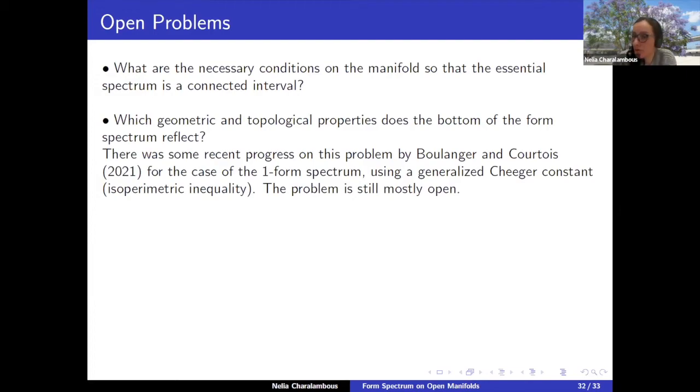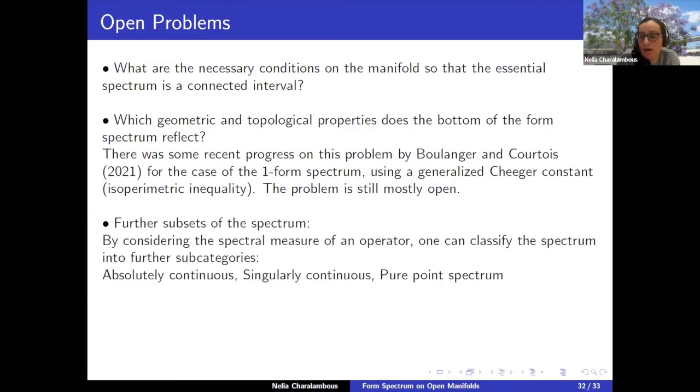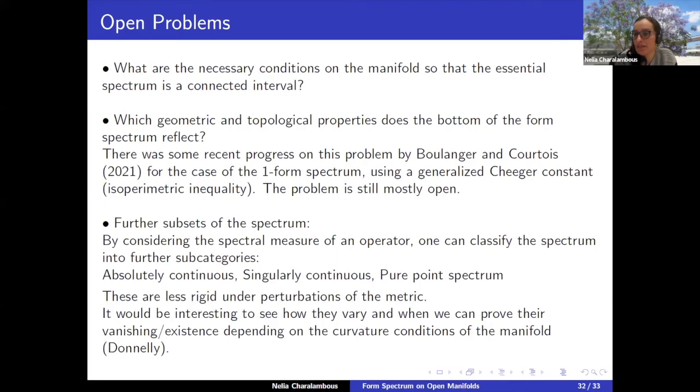But the problem is still mostly open in higher dimensions, in higher orders. At the same time, there are further subsets of the spectrum that one could consider by looking at the spectral measure of the operator. These can be classified into further subcategories like the absolutely continuous spectrum, the singularly continuous one, and the pure point spectrum.